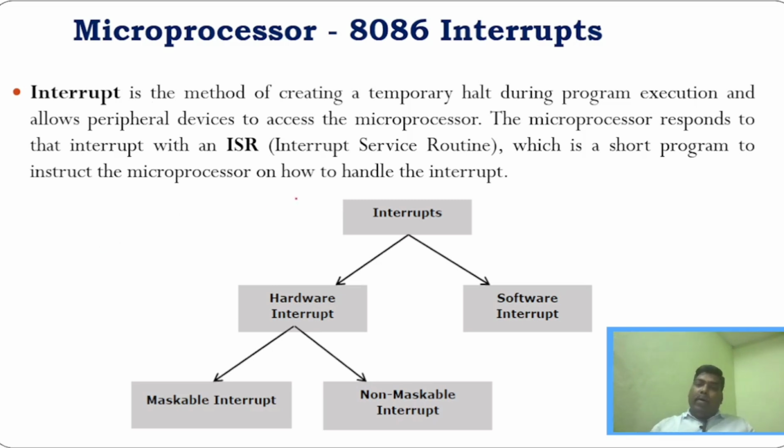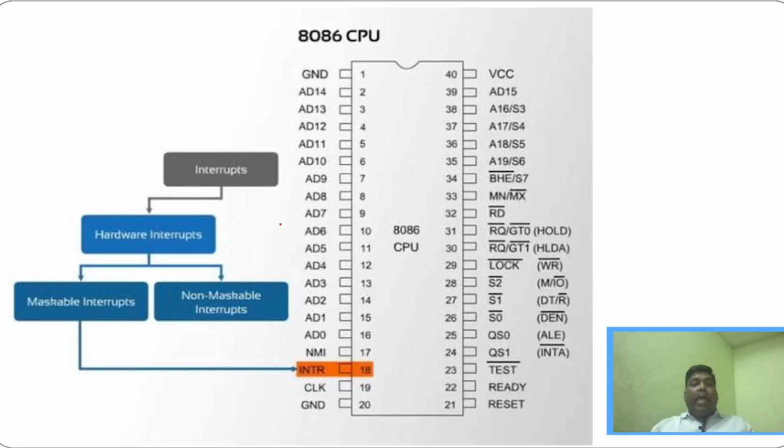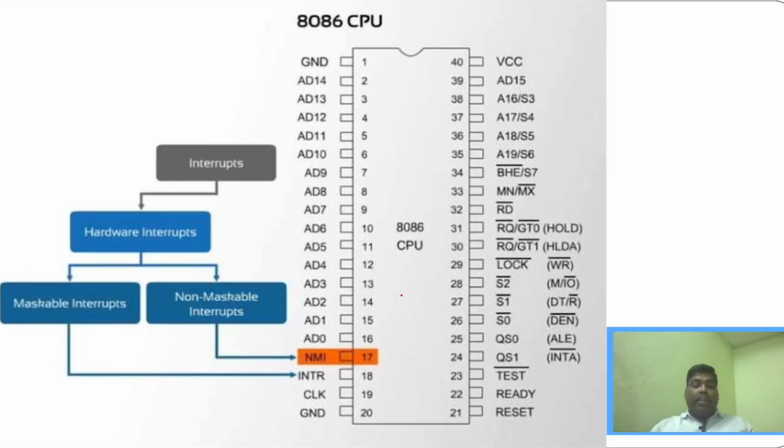What is an interrupt subroutine? After the interrupt, the microprocessor goes to the location of that interrupt and serves that particular program. That is called the ISR, interrupt service routine or interrupt subroutine. As I said, we have two hardware interrupts, maskable and non-maskable. INTR, on pin 18, is the maskable interrupt, and NMI, on pin 17, is the non-maskable interrupt. Both are hardware interrupts.